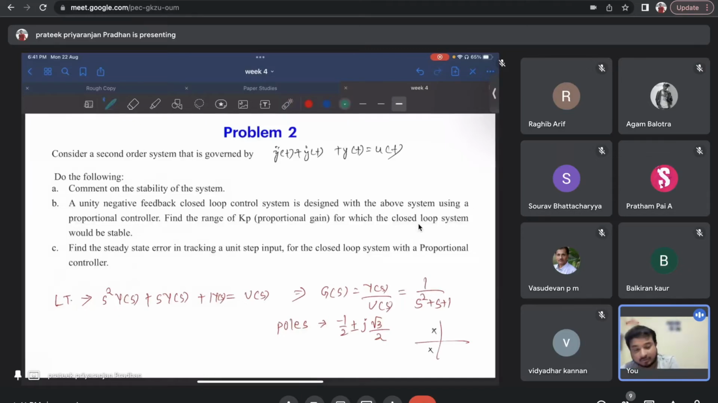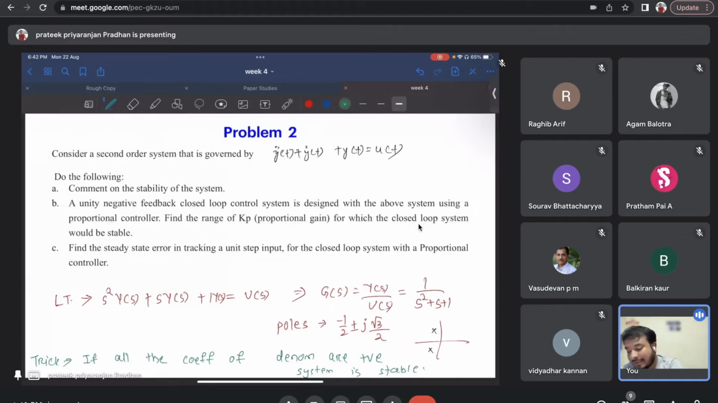So I will write it down, and you can write it also, it's a trick. If all the coefficients of the denominator are positive, the system is stable. It's a trick. That's why, by writing down the equation, I knew it's a stable system.